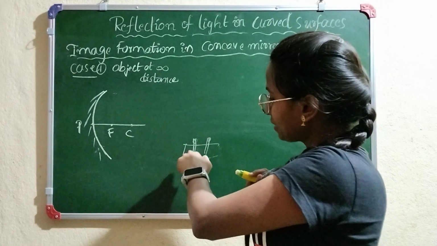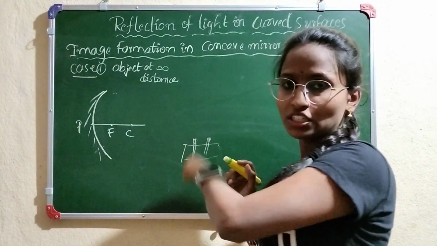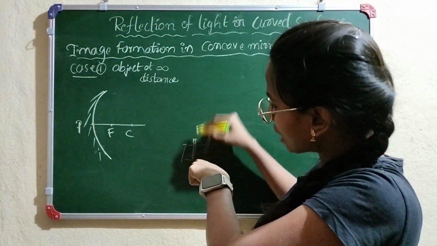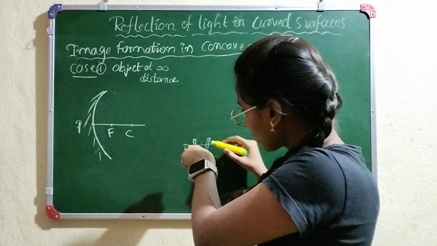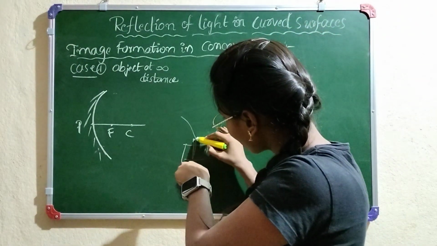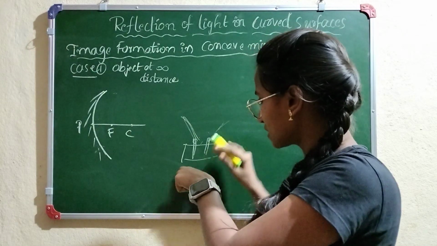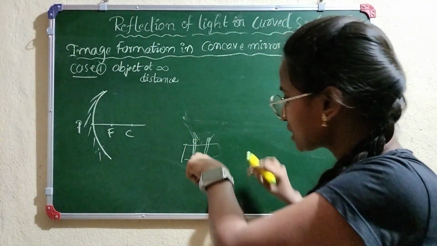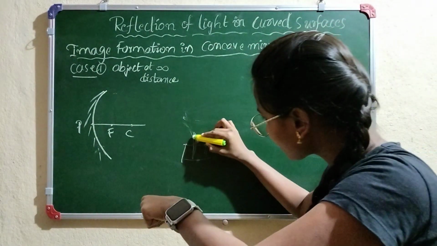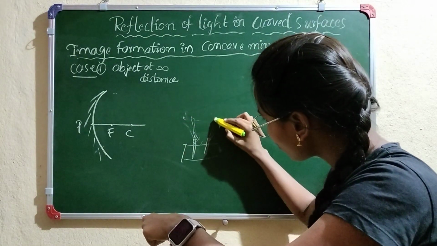Here we have to keep a light source, a torch light, so you can observe the shadows on the other side, right? If you keep it very close, the shadows of these nails will be formed like this. If you move this torchlight a little backwards, the shadows will be formed like that.